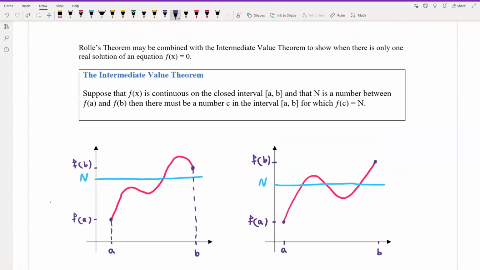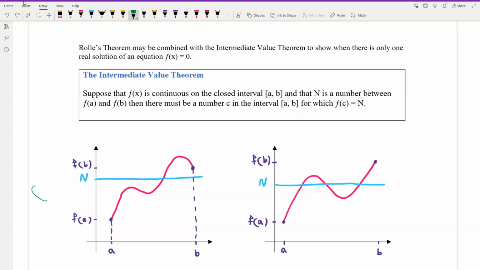Rolle's theorem may be combined with the intermediate value theorem to show when there is only one real solution of an equation f of x equal to 0. The intermediate value theorem. Suppose that f of x is continuous on the closed interval a, comma b, and that uppercase N is a number between f of a and f of b. Then there must be a number c in the interval a, comma b, so that is closed interval, for which f of c is equal to capital N.